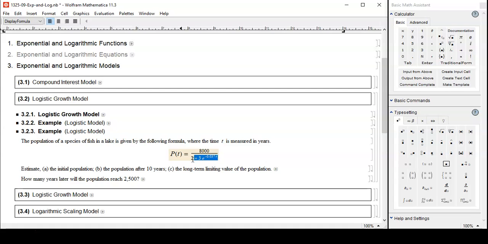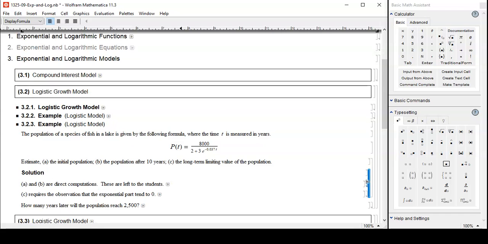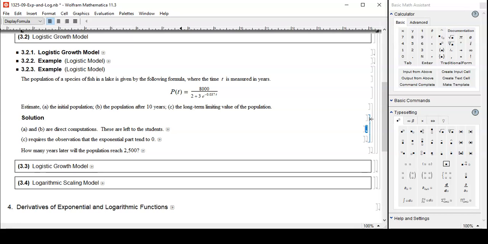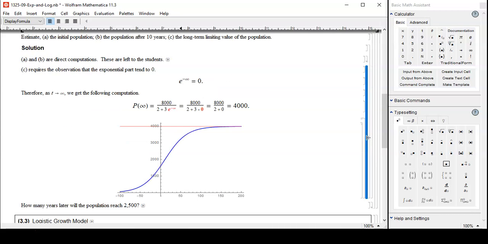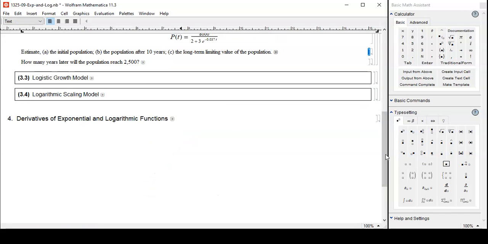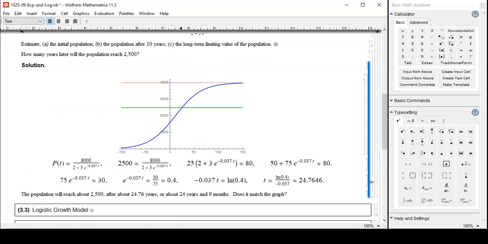And then we have 8,000 over 2. So limiting population is 4,000. Not 2,000. Excuse me, not 8,000, but 4,000. That's because this is 2, not 1. Okay, and here are the solutions. Okay, all right. And then how many years will the population reach 2,500?